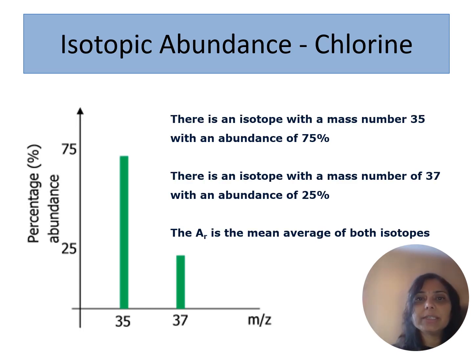So in this question, you can see you've been given a mass number of 35 with an abundance of 75, then a mass number of 37 with an abundance of 25. They're both isotopes of chlorine, like it says here, and they're asking you to work out the mass per charge ratio. And this is a mass spectrometry spectrum that's been given to you.